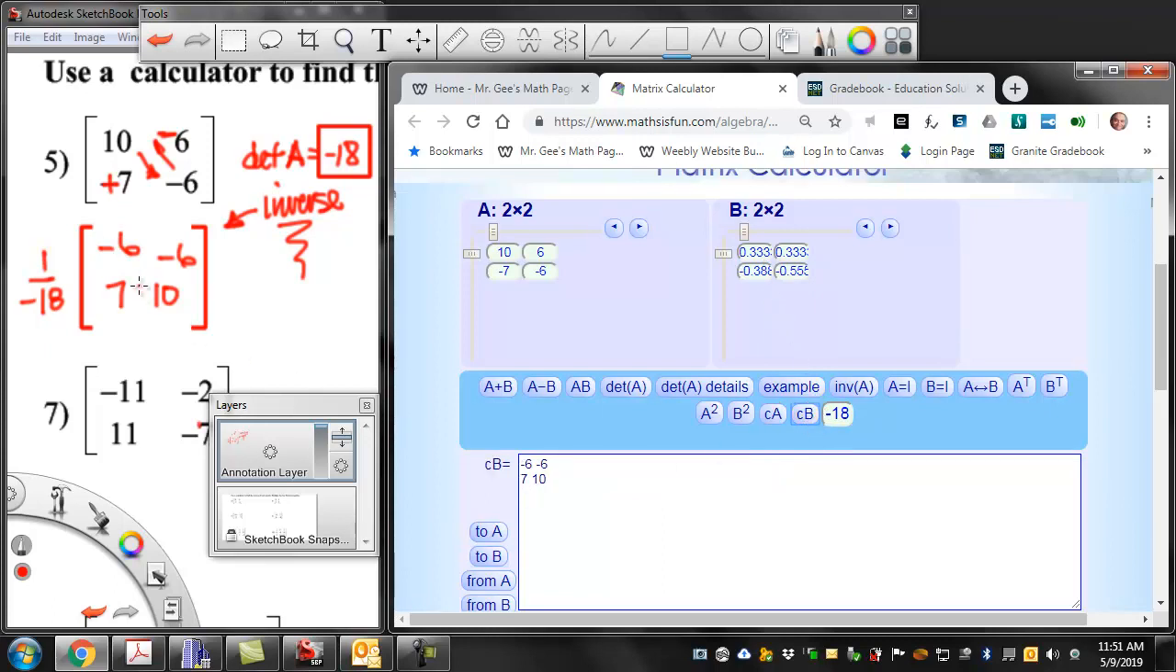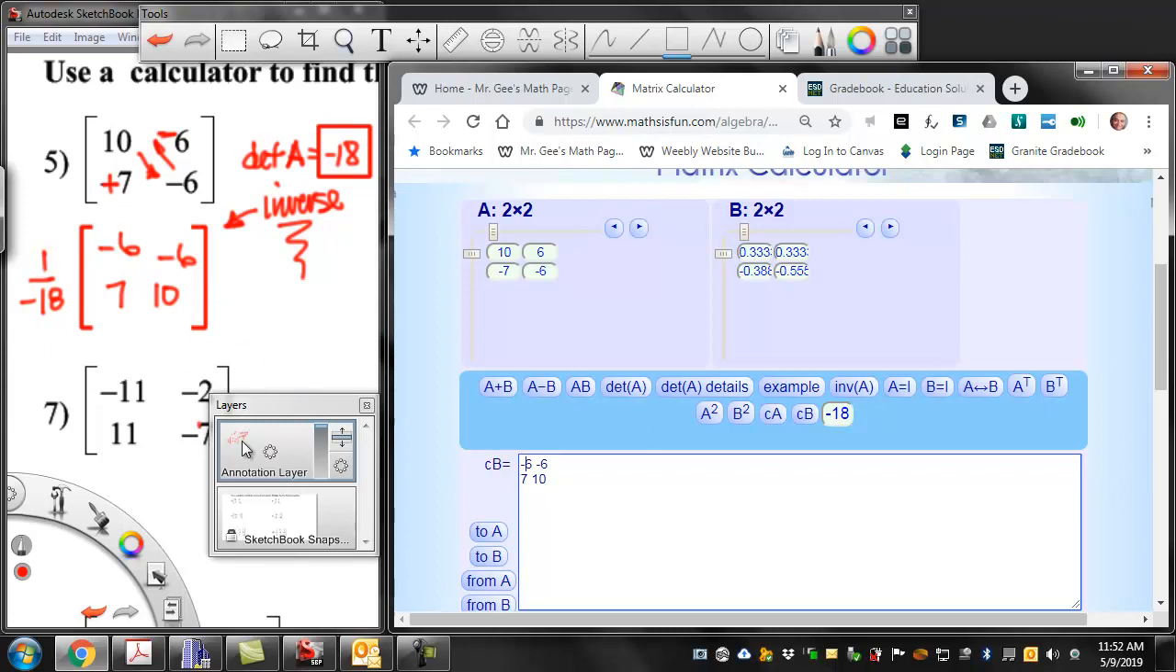Now we're going to take that -18. It's been divided in by the online calculator. We're going to multiply it back out. And now when we multiply it back out, you can see that we get the matrix that we have there on our paper. -6, -6, 7, and 10. Okay, so that's how that works.